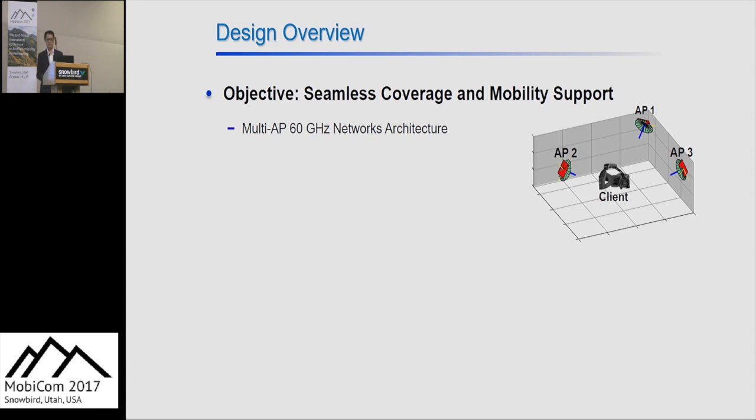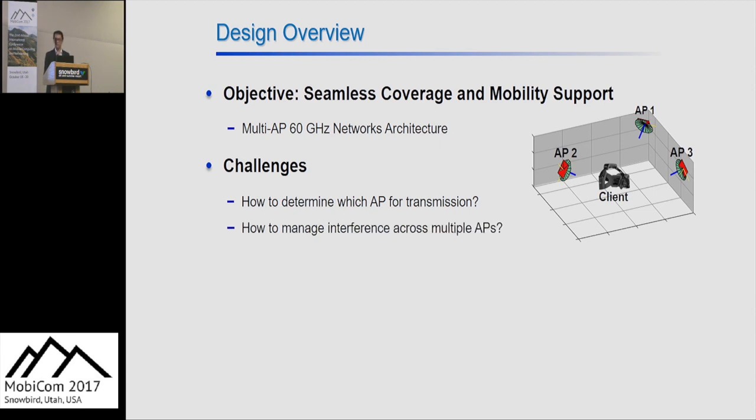However, the above architecture brings two new challenges. First, how to determine which AP should be used to transmit to the client. Second, with multiple access points, it's possible to transmit to multiple clients at the same time, but how to manage the interference across different links?